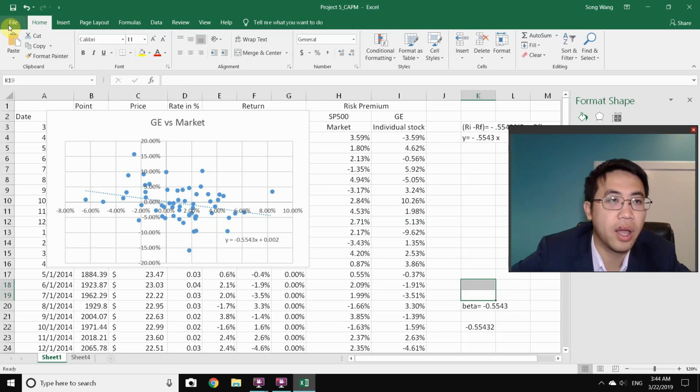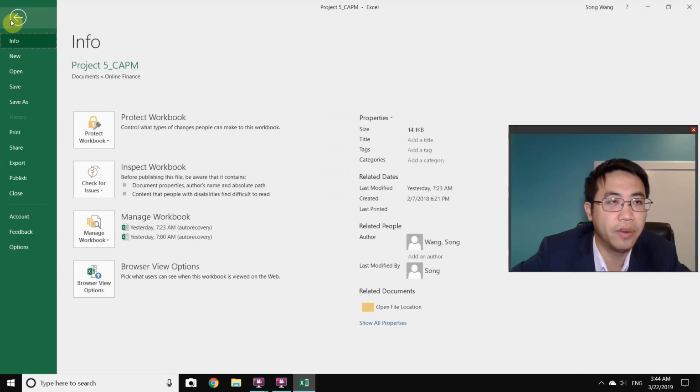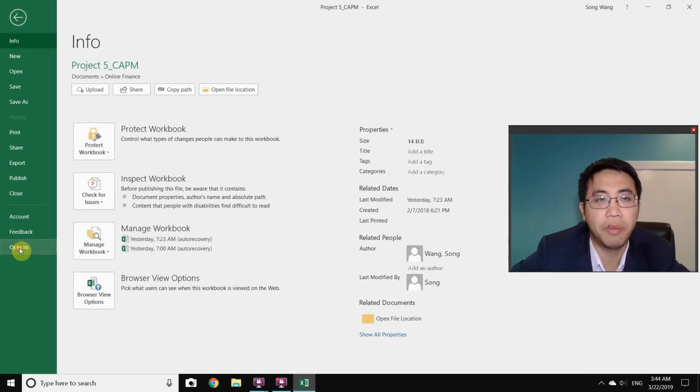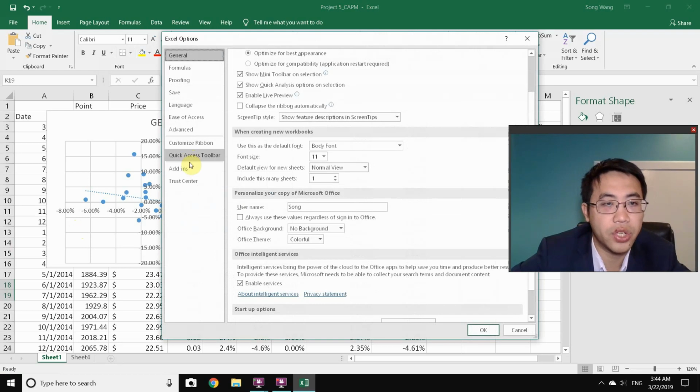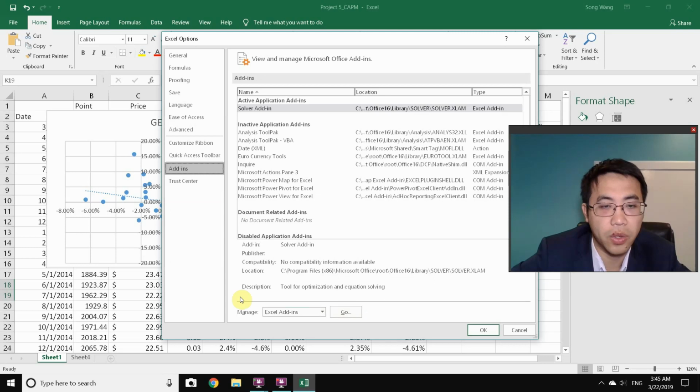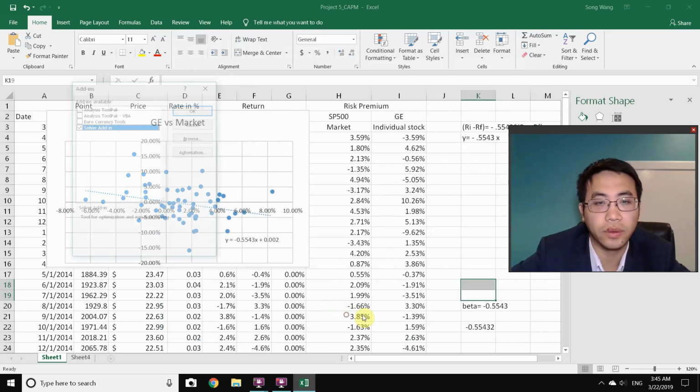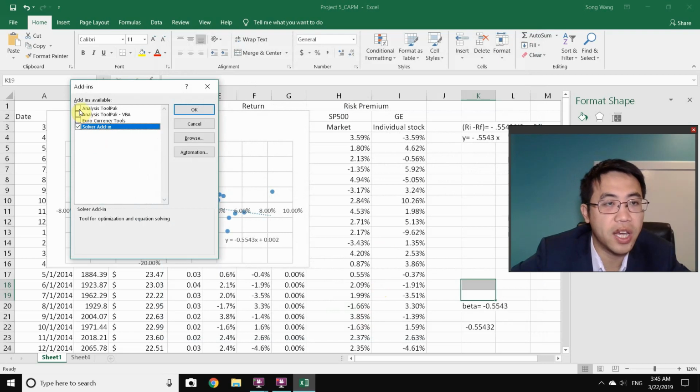Before you do this work, I want you guys to hit File and hit Options, and make sure you add in the regression package. So hit Add-ins, and then you will see Manage Excel Add-ins. I want you guys to click Go. And then you will see Analysis ToolPak. Do you see that? I want you to select that and hit OK.